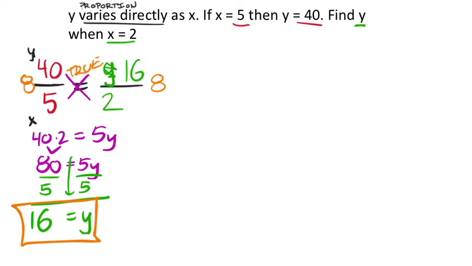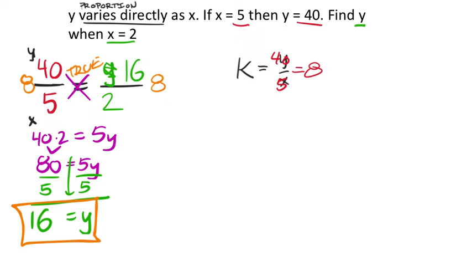The other way is to use the proportional constant. You can also solve for the proportional constant. Remember, K is the same as Y over X, since it says Y varies directly as X. The first value says Y was 40 and X was 5, so your proportional constant here is 8, which is what we got right there.